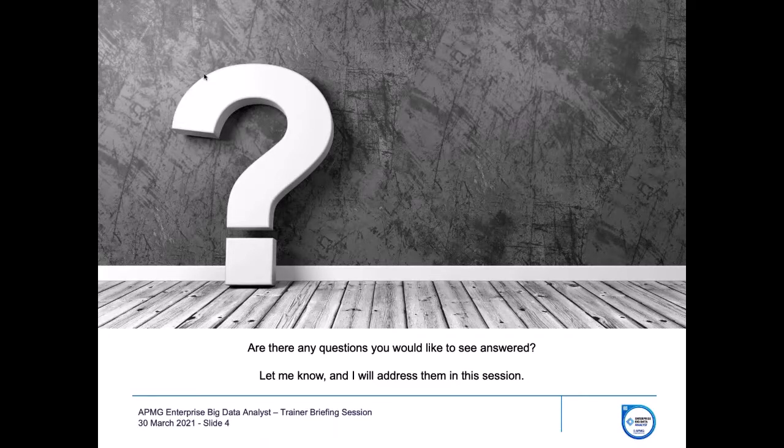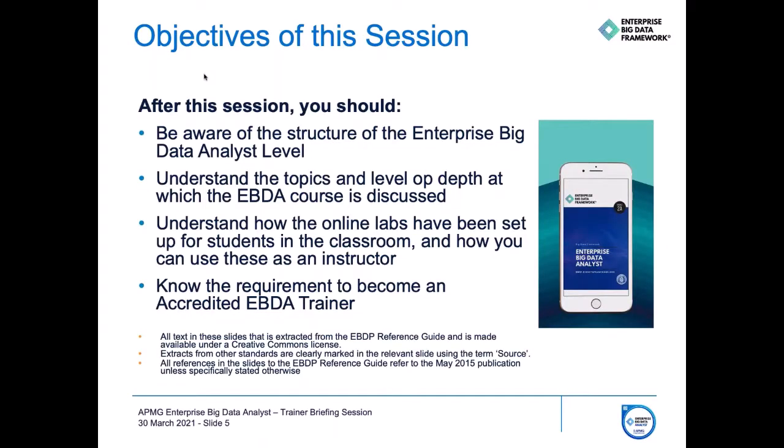So for today, I have prepared a short little agenda, and basically we're going to cover 4 main objectives, or things that you should get out of this session today. First of all, I will provide you with an overview of the structure of the Enterprise Big Data Analyst level, which is the second level within the Enterprise Big Data Framework. As you might have seen when you registered for this session, it is a way more in-depth level. It's a more in-depth examination, a slightly tougher examination as well, but it's structured around the whole life cycle of analyzing data.